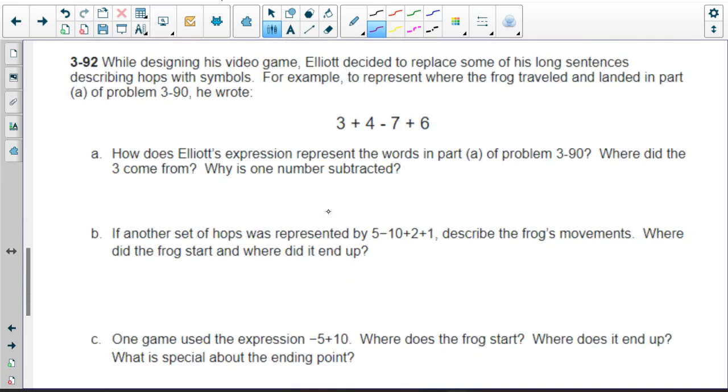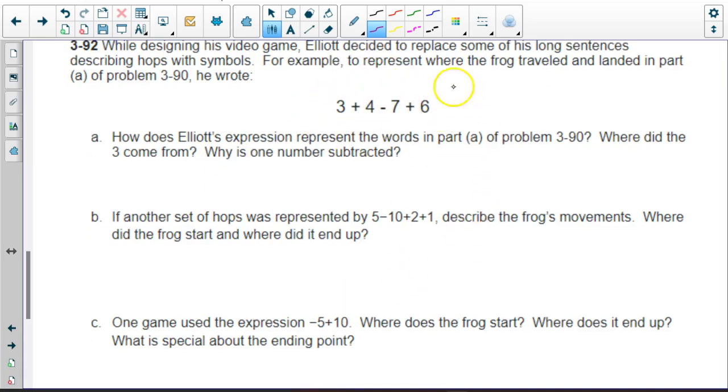All right. While designing his video game, Elliot decided to replace some of his long sentences describing hops with symbols. For example, to represent where the frog traveled and landed in part A of problem 390, he wrote 3 plus 4 minus 7 plus 6. This is the first problem that we did on the front side, 3-90. So instead of the words, we just have the expression. And in a lot of math, they'll just give you this. You're not going to get a little expression describing where a frog jumps, okay? You're just going to get the numbers.